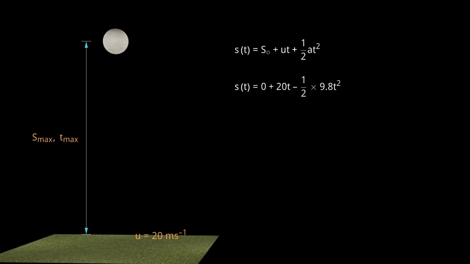Since we are measuring all displacements and velocities upwards as positive, we consider the gravitational acceleration as negative because it acts in the downward direction. Before we proceed, let's simplify the expression.